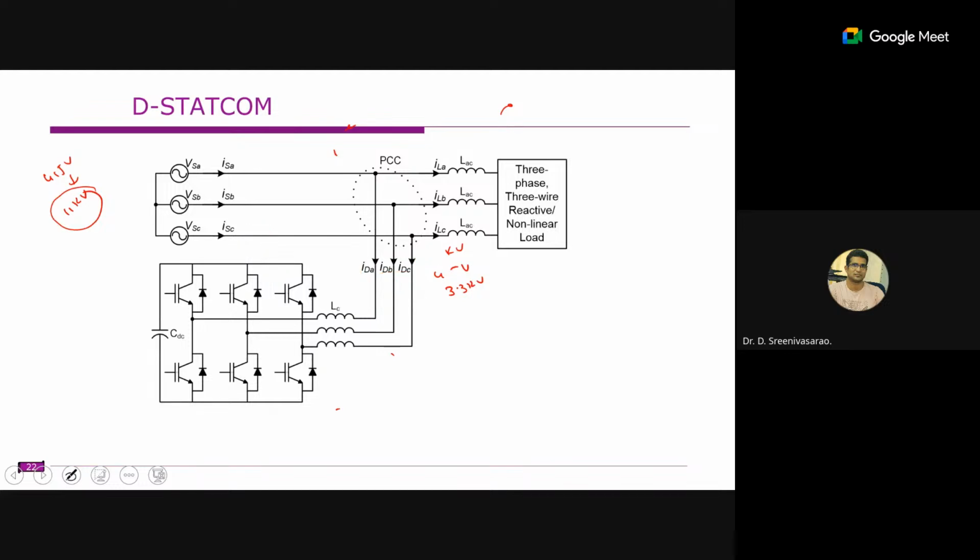As we discussed, these two are in parallel. As discussed in one of the classes, if you want to connect two voltage sources in parallel, their instantaneous voltages are supposed to match. Here also, the difference between the grid voltage and the inverter voltage acts as a buffer. If you apply KVL, the grid voltage is equal to the coupling inductor voltage plus the inverter voltage. On the other side, there is just one capacitor.